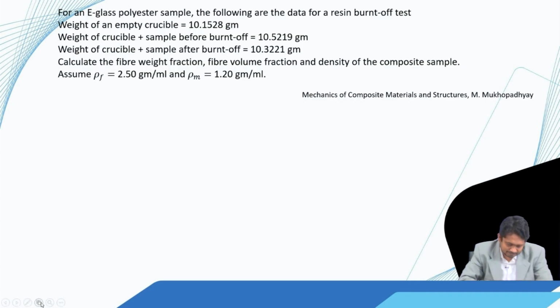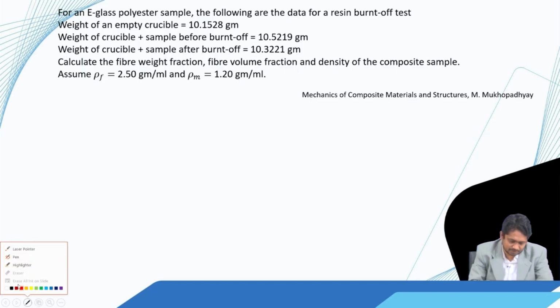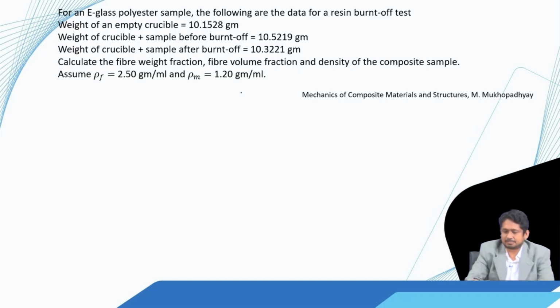So, here it says that we performed a burn-off test of composite. When we do a burn-off test, basically the resin part or the matrix part is burnt off, and then we are left with the fiber. There is an empty crucible which weighs this much, and then when we put the actual composite sample in that crucible, the weight that we get is this, and after burning off, when the resin goes out, the rest of the fiber and crucible weighs this, and we have been given the density of fiber, density of matrix. Our job is to find out the density of composite, fiber volume fractions and fiber weight fraction.